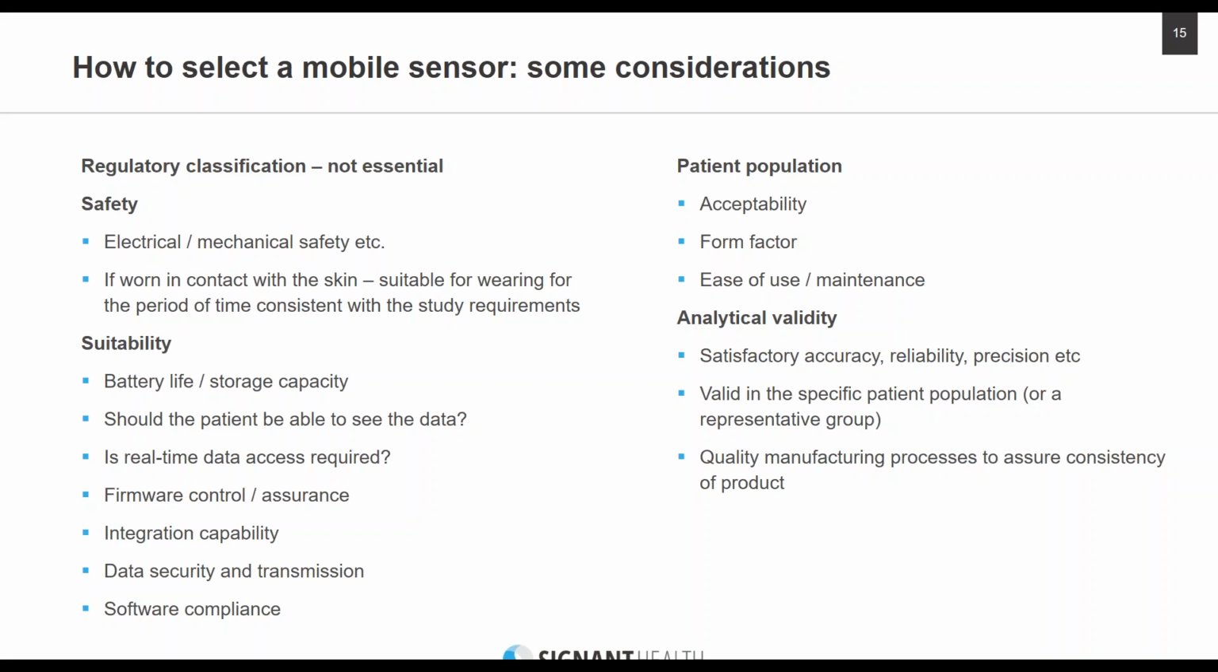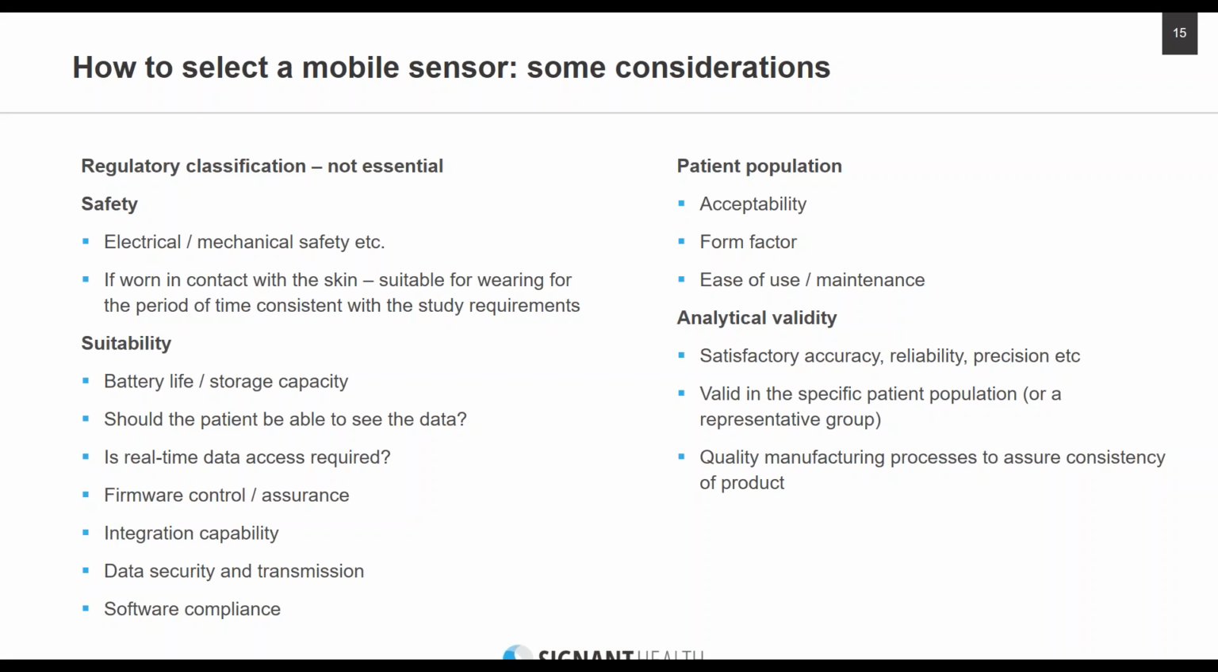So firstly, is it safe? And usually, of course, the manufacturer provides data to support the safety of a device, and particularly if it's worn with the skin, that's going to be an important thing to look at. But then suitability, in particular with reference to the patient population, but also with reference to the specific study protocol that we're looking at. So does the battery life or the storage capacity of the device meet the needs of the study? If I want to study something for 4 weeks, I'm going to need to be able to store at least 4 weeks of data, for example. Should the patient be able to see the data?